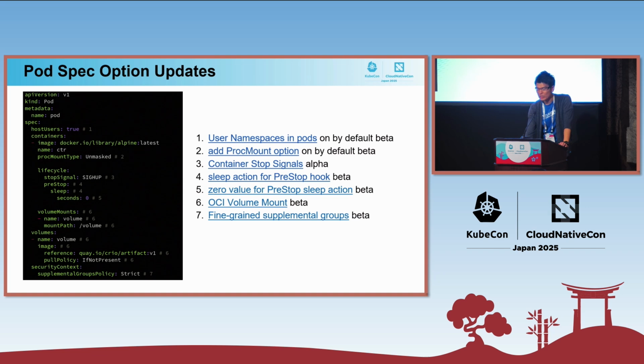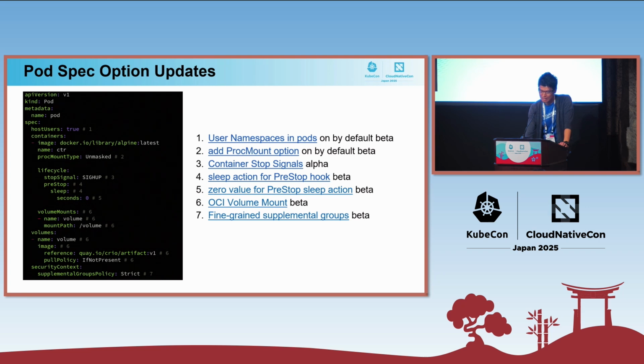Here, I'd like to talk about updates in pod specs. Number one, user namespace is enabled by default now. By setting hostUsers to false, a pod will run in a user namespace, where a root user in the pod is not the actual root user on the node. This feature provides a security enhancement. Number two, proc mount type allows some files in the proc file systems to be exposed to a container. This feature also got beta along with the user namespace feature.